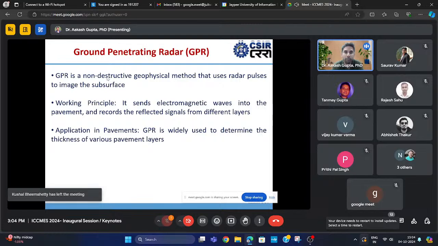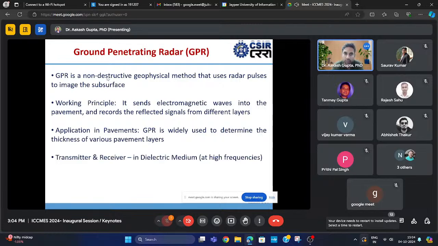The application in pavements: GPR is widely used to determine the thickness of various pavement layers. Here is how it works: it transmits signals and receives the signal, and it works on the principle of dielectric medium. With the help of the change in the dielectric medium, the bituminous layer obviously has a different dielectric constant, and the granular layer has a different dielectric constant.